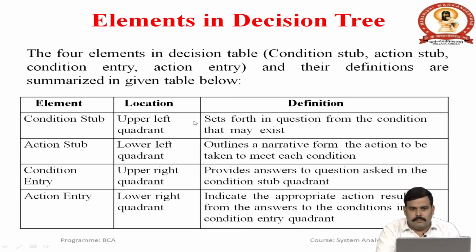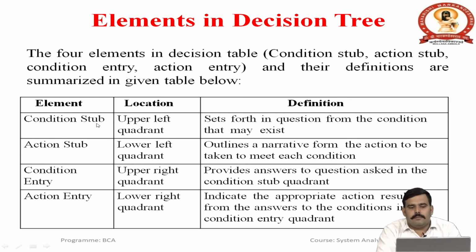Let us discuss what the elements in a decision table are, where they are located, and what their definitions are. There are four elements in the decision table: the condition stub, action stub, condition entry and action entry, as we have seen in the previous slide, and their definitions are summarized in the given table below. Just go through that table.